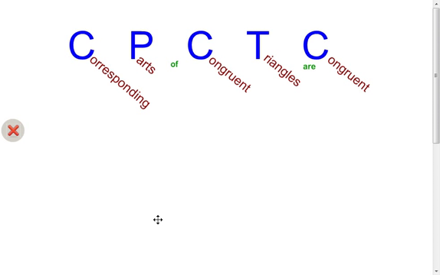I'm going to talk about CPCTC today. And as you can see, it's just an acronym to say that corresponding parts of congruent triangles are congruent. Now, what does that exactly mean for us?